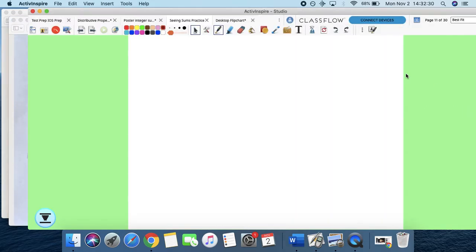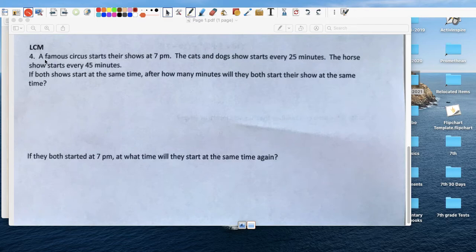Question 4, it's an LCM problem. So a famous circus show starts their show at 7 p.m. The dog and cat show starts every 25 minutes. The horse show starts every 45 minutes. If both shows start at the same time, after how many minutes will they both start the show at the same time?